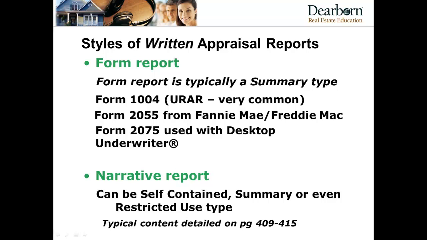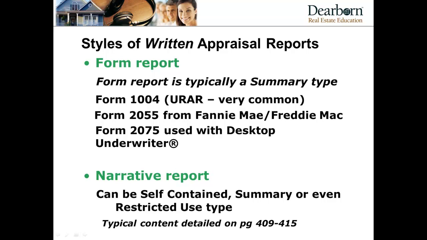So within the written reports, though, they talk about a couple of form reports, and for whatever reason they zero in on a couple of shorter ones, the 2055 and 2075, which are used occasionally, but I'm not quite sure why in the book they give that so much space on the page. But those are types of form reports. The one that you're using and that you'll typically use in residential appraising is the 10004, the URAR form. That's the very common type of form.